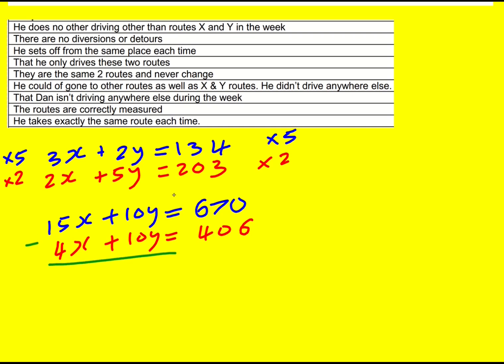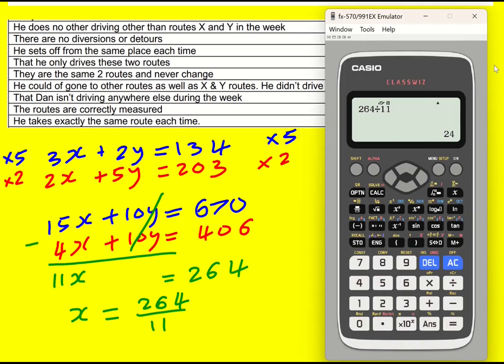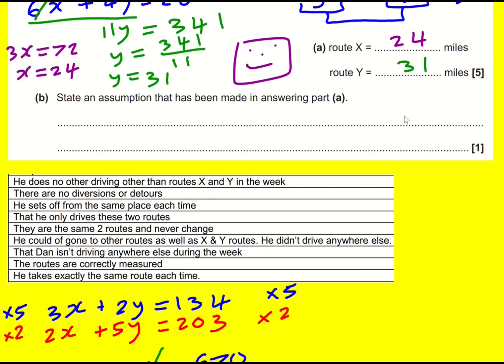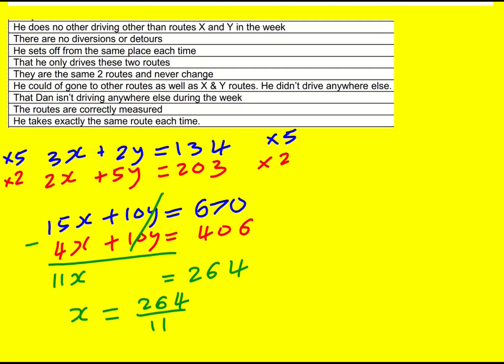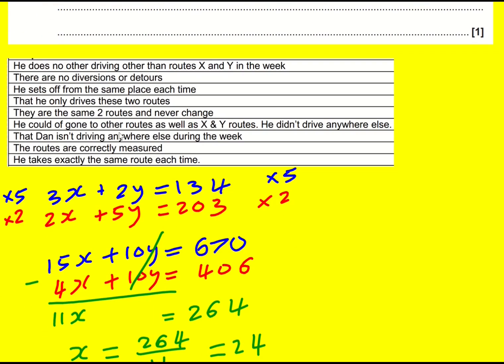And now I'm going to subtract them again, but this time the y's are going to cancel. And I'm left with 11x is equal to 264. So x is equal to 264 divided by 11. See, the steps are very similar. I've just gone a slightly different route, and that gives 24, which is what we got before. Okay, we can then substitute the x back in to, let's say, the top one, and we will indeed get the same y again, 31.